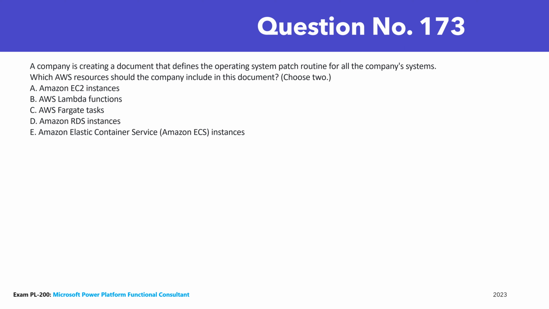A company is creating a document that defines the operating system patch routine for all the company's systems. Which AWS resources should the company include in this document? Choose 2. A. Amazon EC2 instances. B. AWS Lambda functions. C. AWS Fargate tasks. D. Amazon RDS instances. E. Amazon Elastic Container Service, Amazon ECS, instances. Correct answers, A and D.